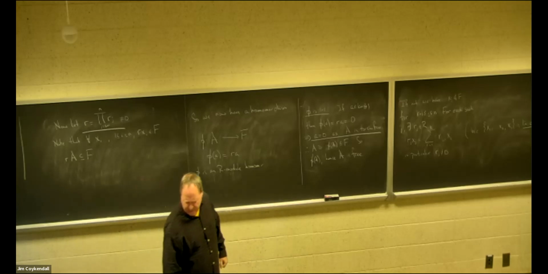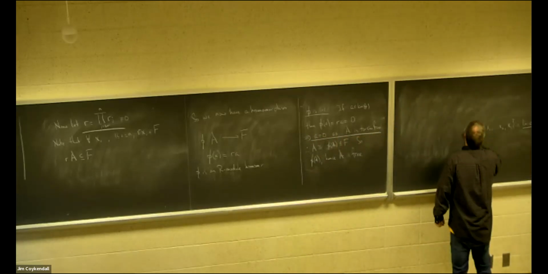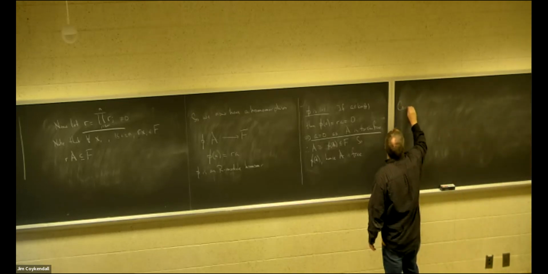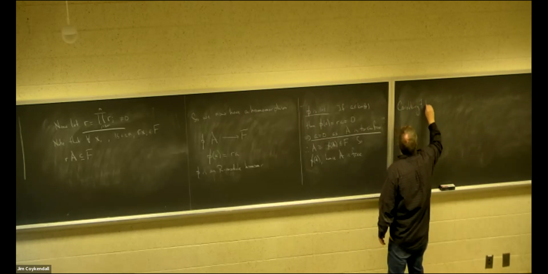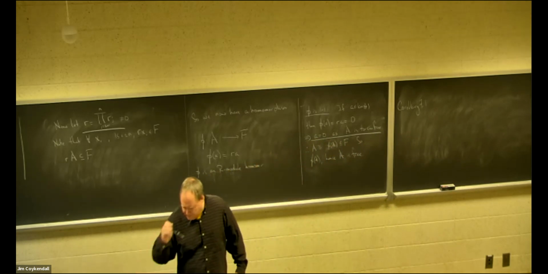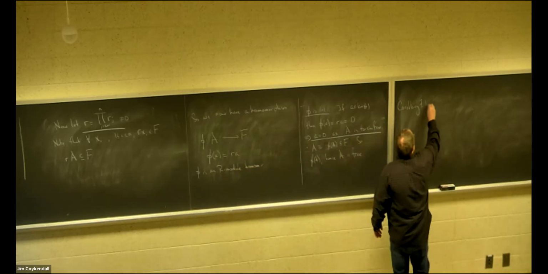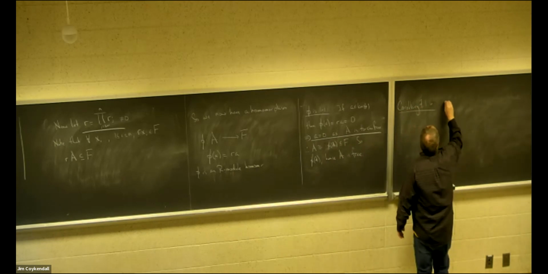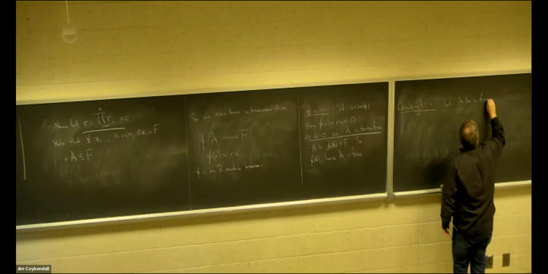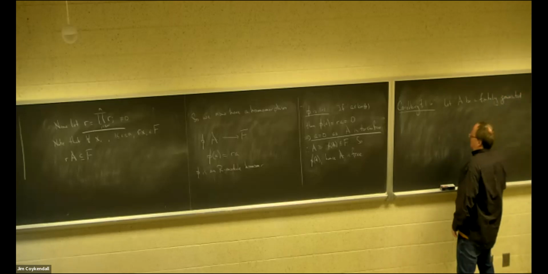Okay, so let me give you a corollary to this. And this is the first big part of the structure. Corollary 6. Let A be a finitely generated module over a PID.